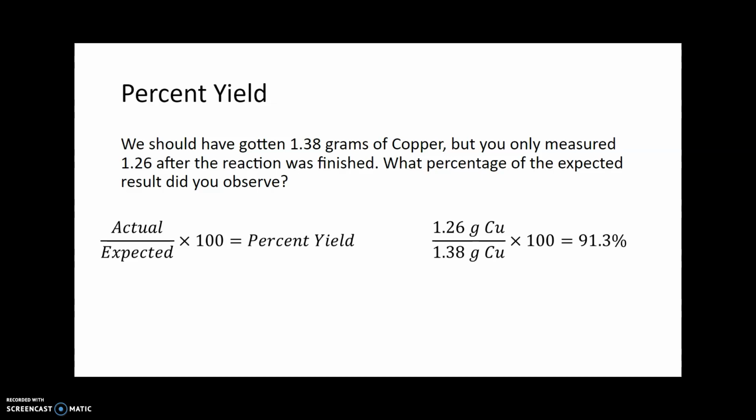So just like in our previous percentage calculations, we take part over whole times 100 to calculate our percent. 1.26 was the part that you actually collected. 1.38 was the total of what should have been there. We're going to multiply that by 100 and we get 91.3%. So if this had been my grade in my college lab class, I would have been pretty happy with that.